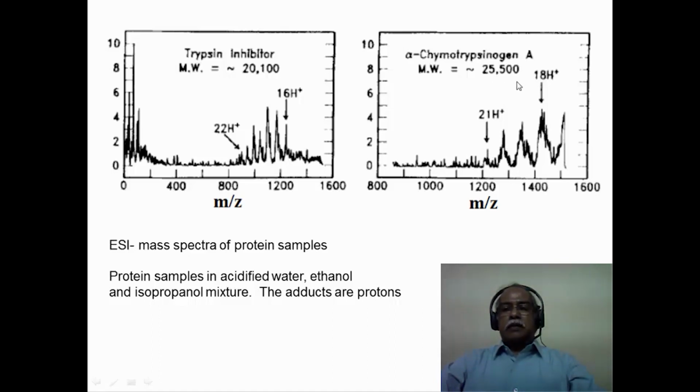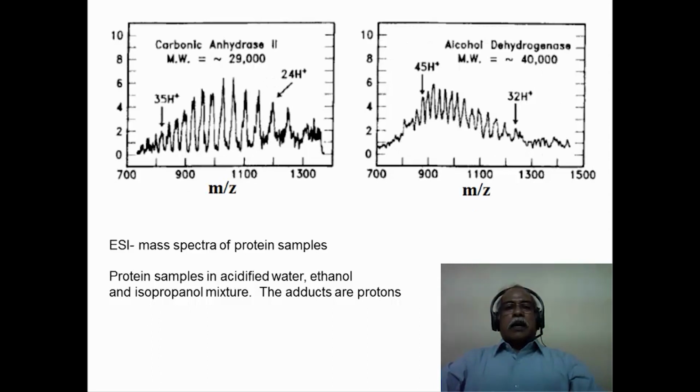It's still not a very large molecular weight for electrospray ionization mass spectrometry. Nevertheless, we are reaching high molecular weight stages. Carbonic anhydrase 2 is an enzyme. This is a protein sample. Molecular weight is 29,000 or so, approximately 29,000.